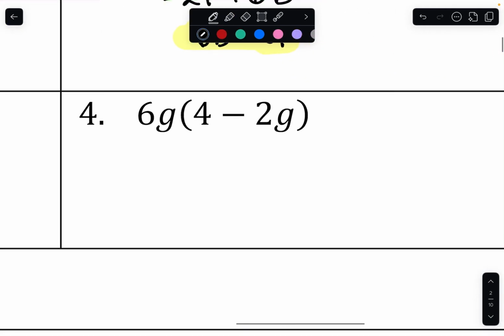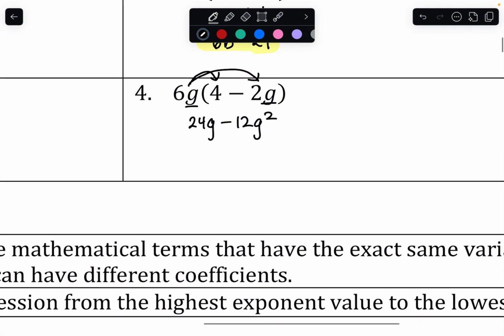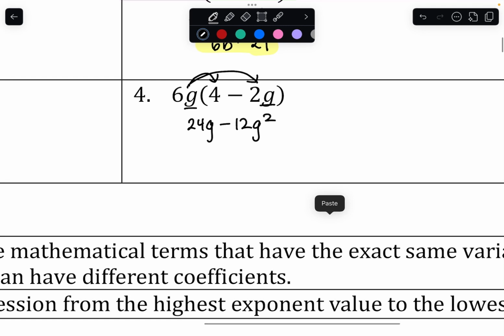Next, we're distributing 6g. So 6g times the 4, and then 6g times the negative 2g. So 6 times 4 is 24, and then we still have the g. 6 times negative 2 is negative 12, and then g times g would give us g squared. These are not like terms because g squared cannot be combined with g to the first.